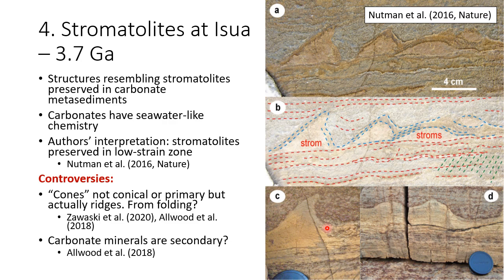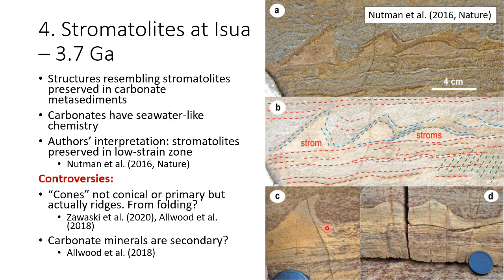And so the authors interpret this as stromatolites that are fortuitously preserved in this low strain zone here. And the 3.7 billion year age, which is established by cross-cutting relationships with igneous dikes elsewhere, makes these the oldest proposed stromatolites yet on Earth. However, this is a relatively controversial study, and a number of follow-up studies have suggested abiotic origins for these features.